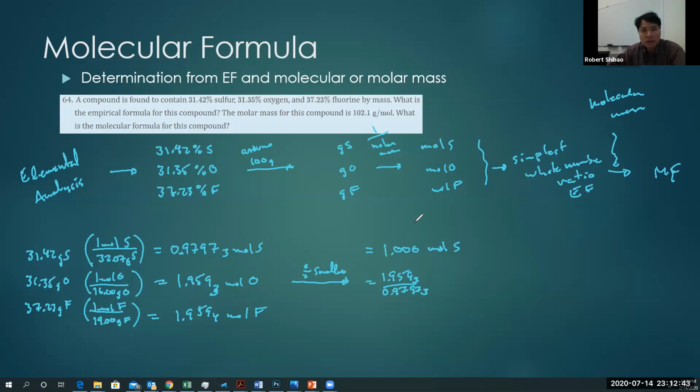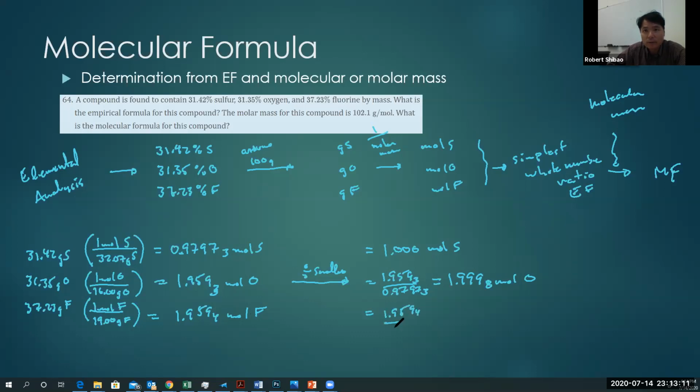And so let's take 1.9593 divided by the smallest, 0.97973, and that's going to give me 1.99. I'm allowed 4 sig figs, 1.9998 moles of oxygen.